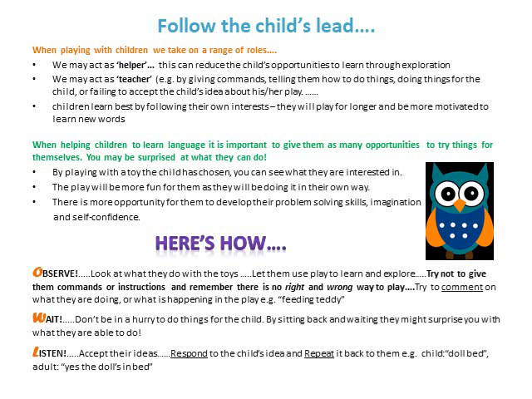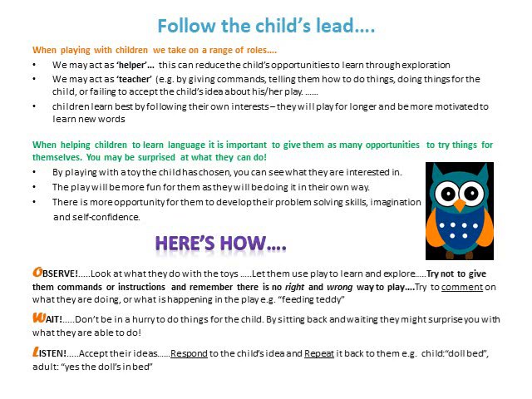So how do we follow the child's lead? OWL is a good way to remember this. O is for observe. Look at what the child does with the toys. Let them use play to learn and explore. Try not to give them commands or instructions, and remember there is no right and wrong way to play. Try to comment on what they're doing or what is happening in the play. For example, feeding Teddy.